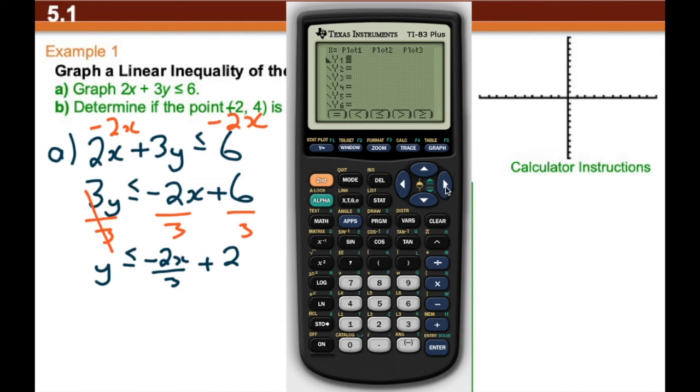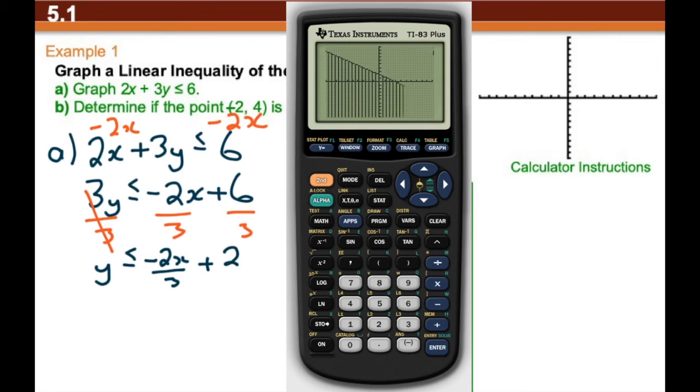In order to input the second half of our inequality, we need to arrow over off of the signs. You see those soft keys disappear. And we need to input negative 2x over 3 plus 2. So it would be the white negative 2x divide by 3 plus 2. If we hit graph, we can see we do have a shaded section.